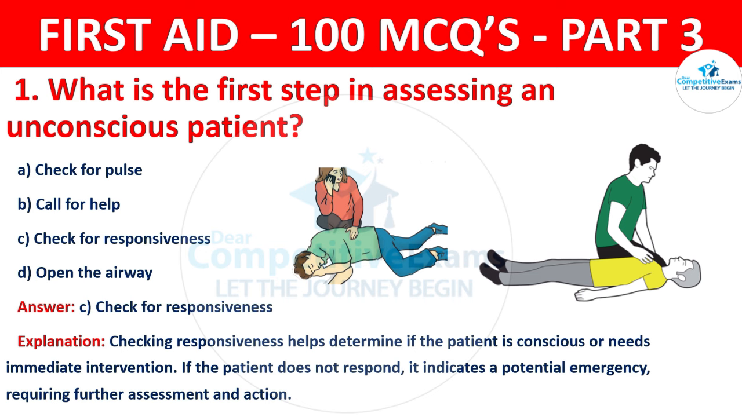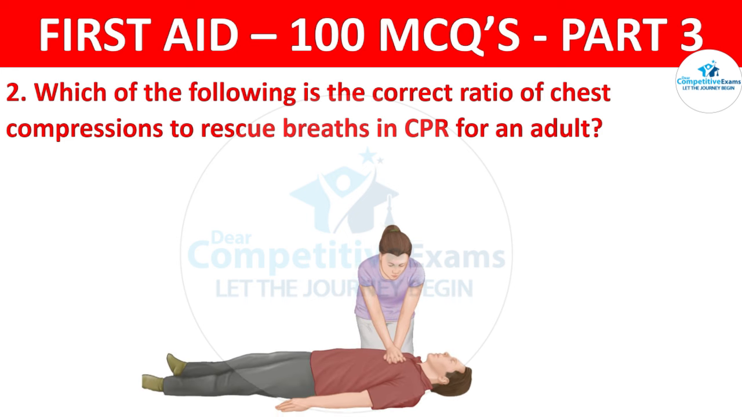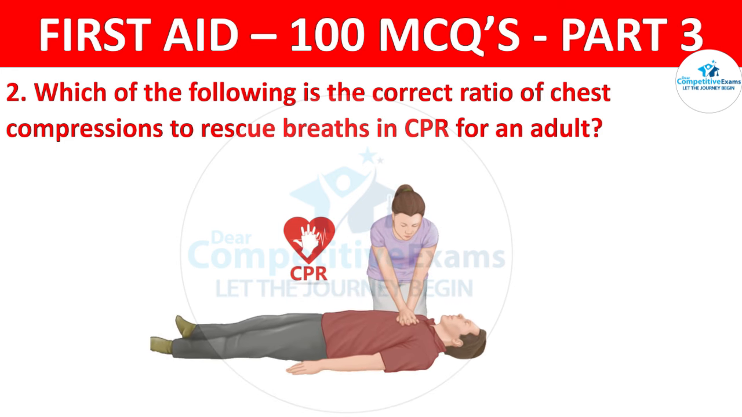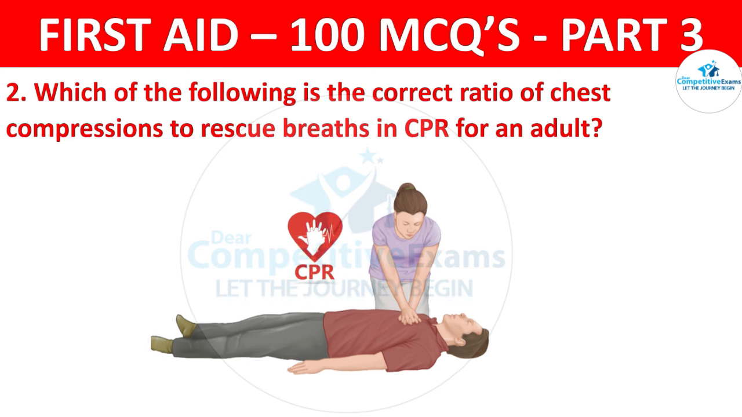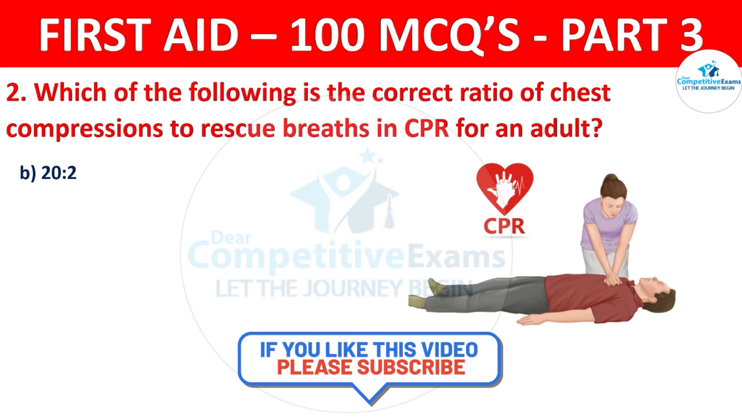Question number 2. Which of the following is the correct ratio of chest compressions to rescue breaths in CPR for an adult? Your options are 20:2, 30:2, 40:2.